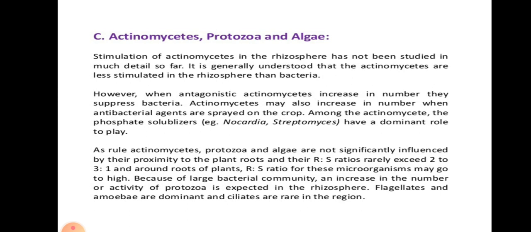As a rule, actinomycetes, protozoa, and algae are not significantly influenced by their proximity to the plant roots, and their R to S ratio rarely exceeds 2 to 3 to 1. Around the roots of the plant, the R to S ratio of these microorganisms may go high. Because of the large bacterial community, an increase in the number or activity of protozoa is expected in the rhizosphere. Flagellates and amoebae are dominant and ciliates are rare in the region.